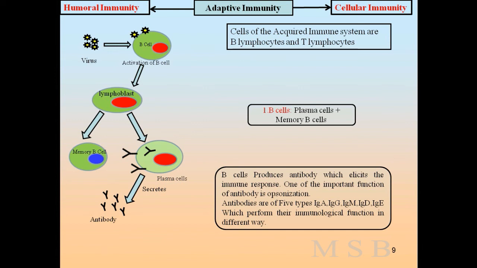Antibodies are of 5 types: IgA, IgG, IgM, IgD, IgE, which perform their immunological functions in different ways. The other type of adaptive immunity is cellular immunity, which is due to the T lymphocytes. T lymphocytes arise in bone marrow, then migrate and mature in the thymus. That's why they are called T lymphocytes.